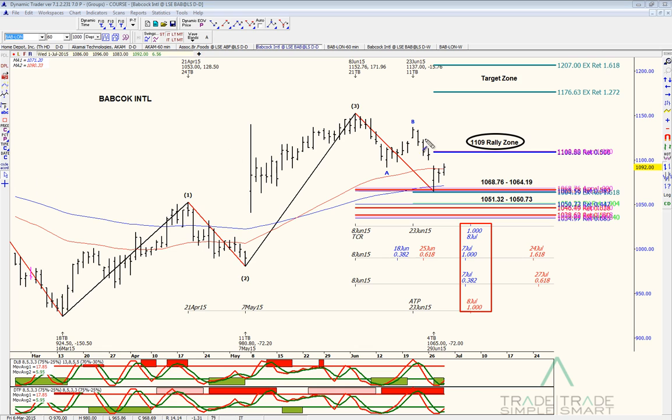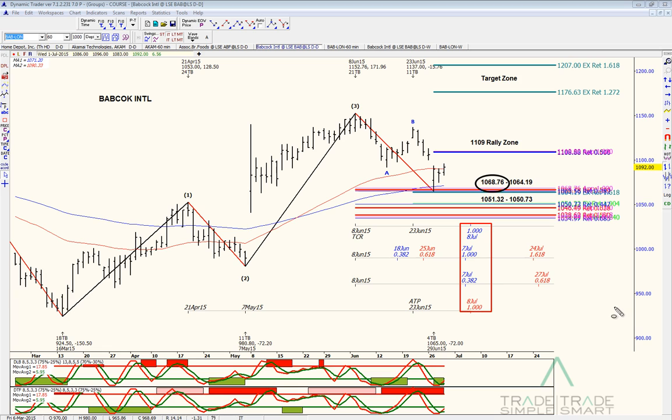If the market was to get through this zone, we would then expect the minimum target zone to be the 1.272 external retracement of the ABCD pattern, which will come in at 1176.63, and then the second target will be the 1.618 external retracement of the ABCD pattern at 1207.